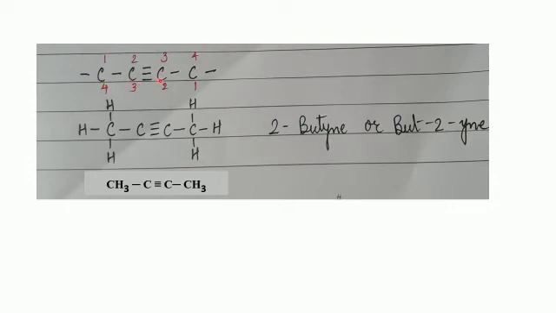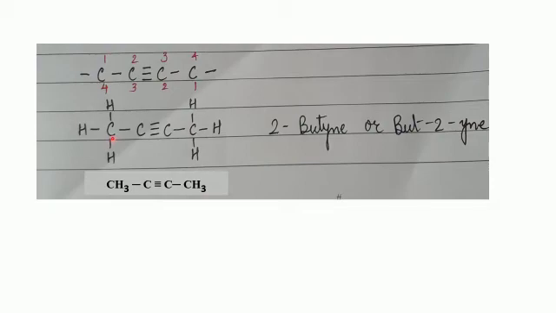In either case, you will get the triple bond between carbon atoms number 2 and 3. Here also 2 and 3. And we shall make use of the smaller number, that is 2, when we are naming the compound. So both the ways are correct. Both the ways of numbering the carbon atoms are correct. Now we shall distribute the 6 hydrogen atoms.